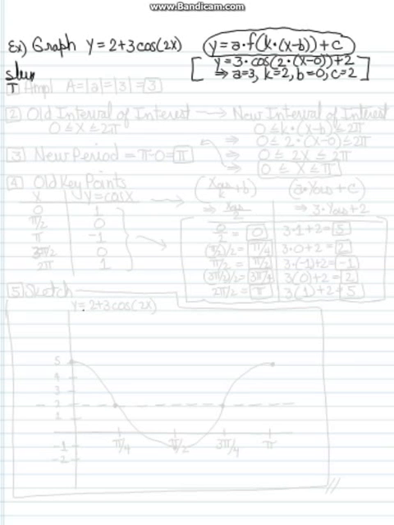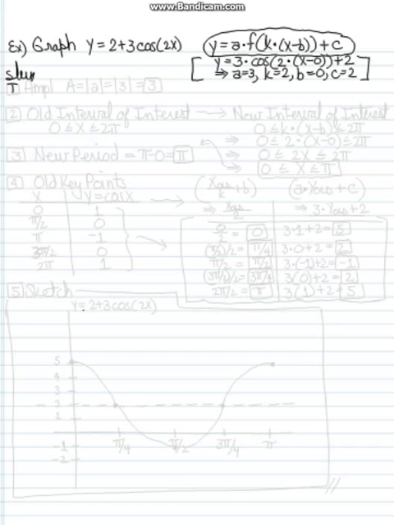And now for our most challenging graph to date. We're going to graph this variation of the cosine function: y equals 2 plus 3 times the cosine of parenthesis 2 times x. The challenging part is the first step. It doesn't have a number, but it's the first thing we have to do.